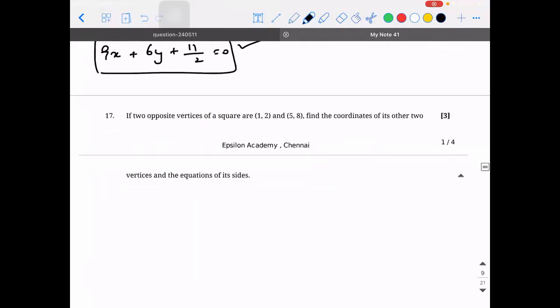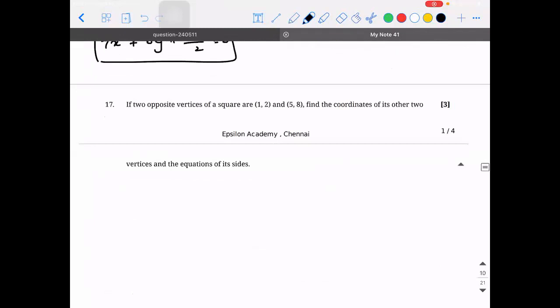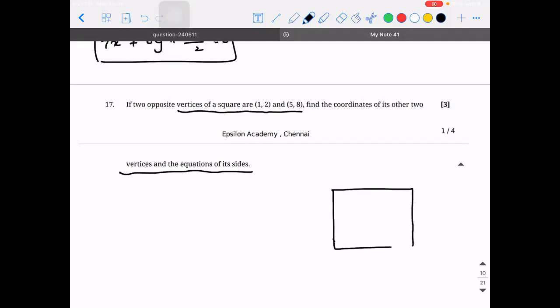Okay. Next question. If the two opposite vertices of a square are 1, 2 and 5, 8, find the coordinates of the other two vertices and the equations of its sides. If the opposite vertices of a square are 1, 2 and 5, 8, let this point be alpha, beta, let this point be L, M. Then they are asking to find the coordinates of the other two vertices.